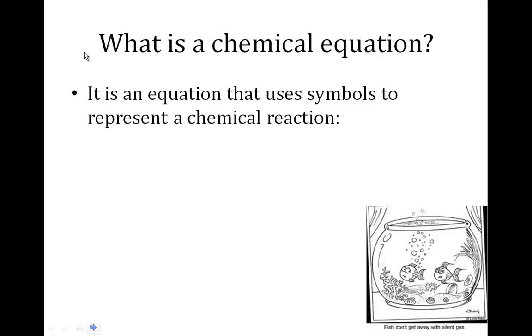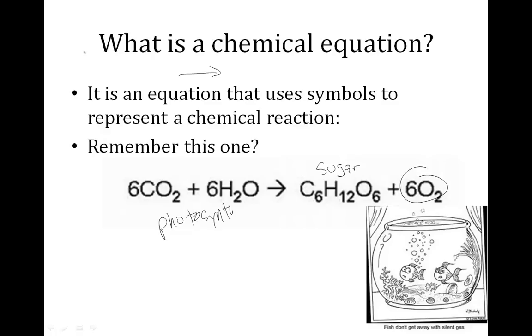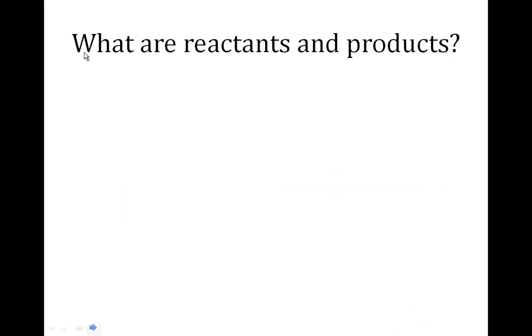A chemical equation is an equation, or a little arrow sign thing, that uses symbols to represent a chemical reaction. So if you remember, carbon dioxide, water, I know what that is, makes sugar and oxygen. Hey, I know this. This is another way to write photosynthesis. Okay? So it's kind of like anti-digestion.